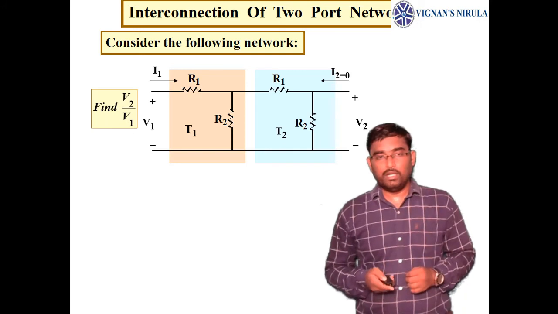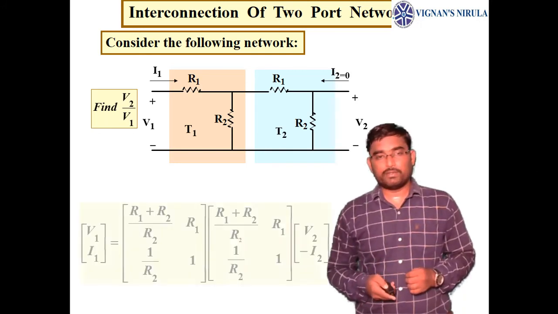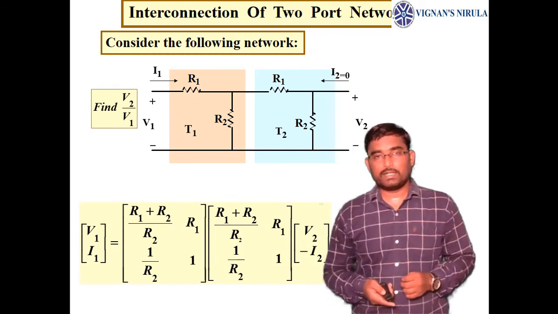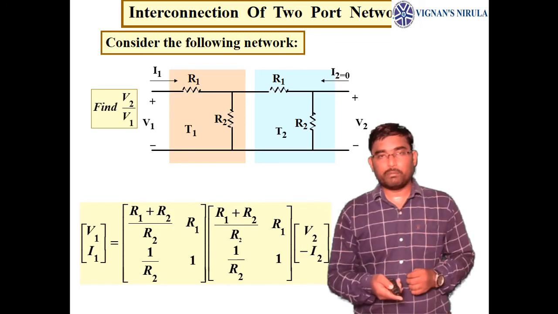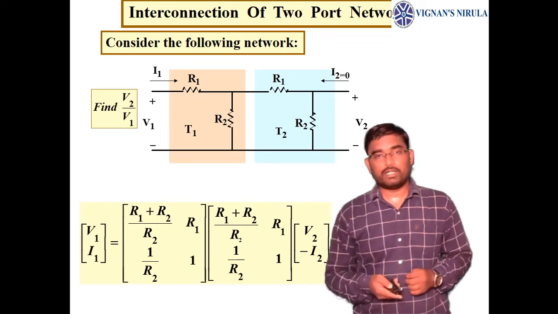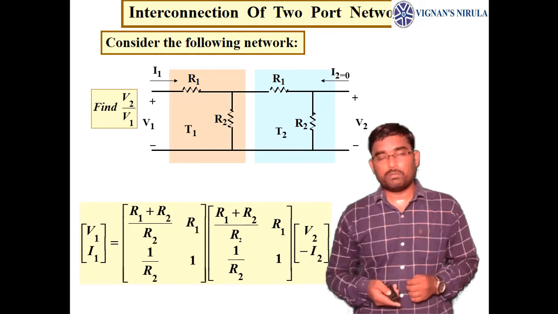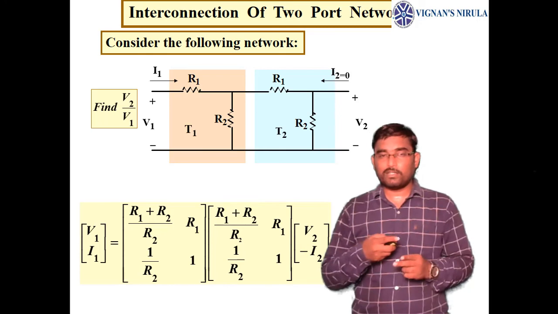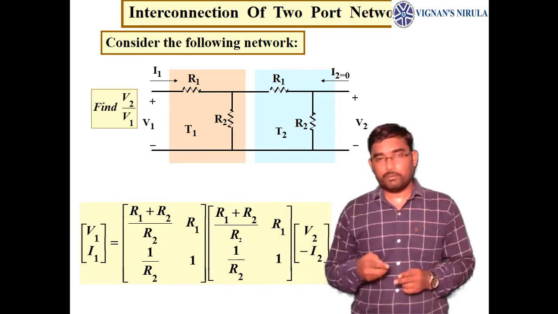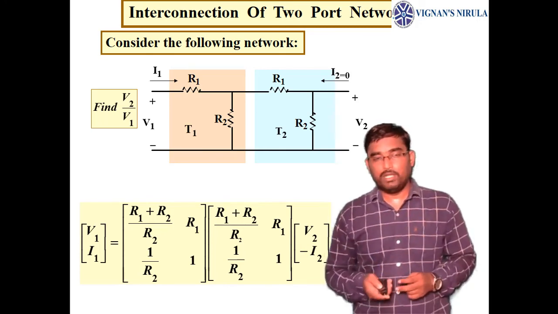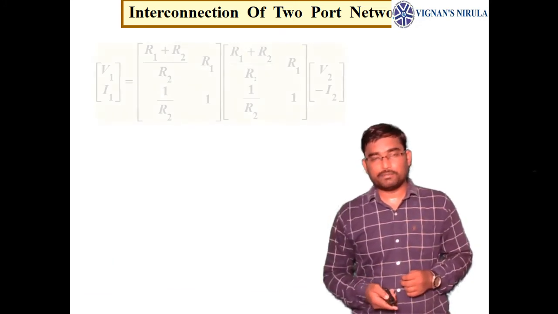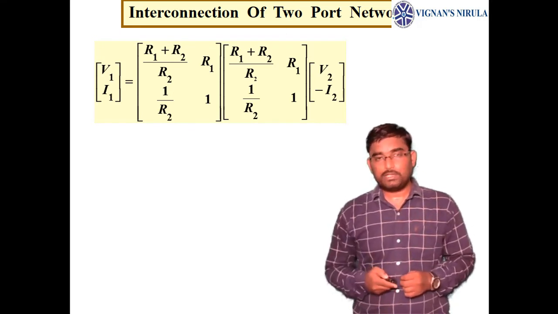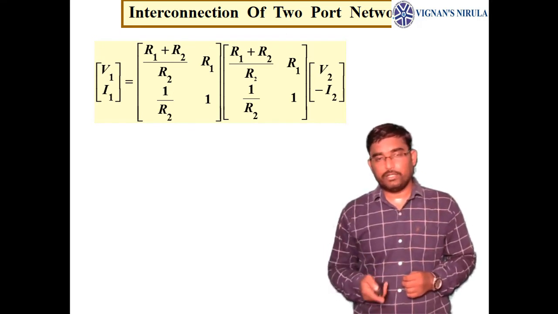If you see here, two identical sections are connected in cascade. So let us take the ABCD parametric matrix into consideration. Here, by using ABCD parametric relations, V1, I1, the port 1 voltage and port 1 current, in terms of V2, I2 can be written as the multiplication of the ABCD matrix of the first section and the ABCD matrix of the second section of R1, R2. So by multiplying those two matrices, we can get V1, I1 equals ABCD matrix of the first section times ABCD matrix of the second section times V2, minus I2.